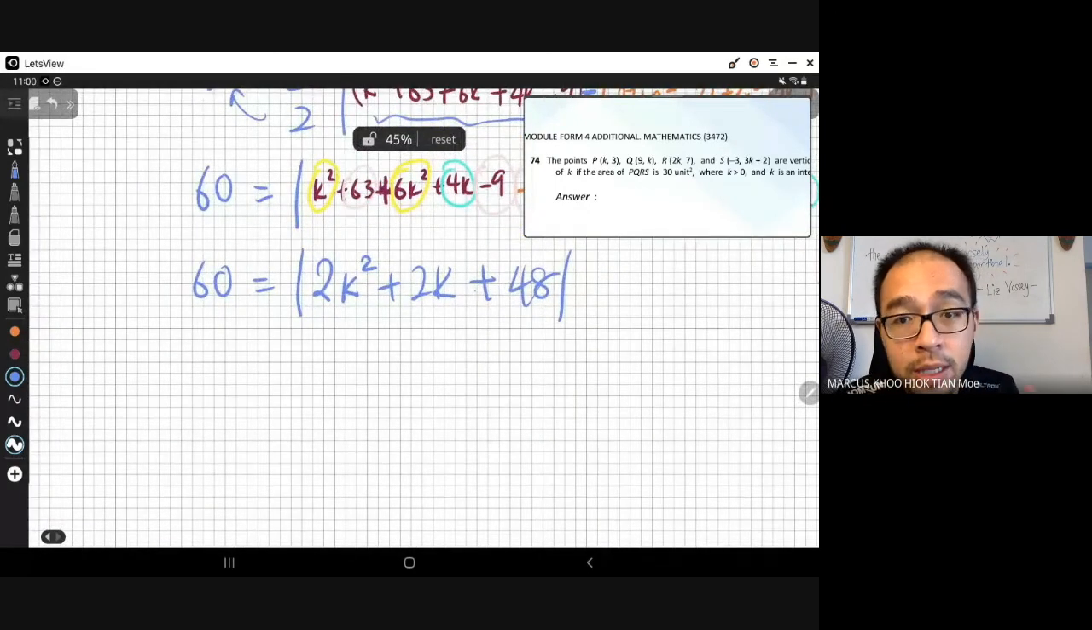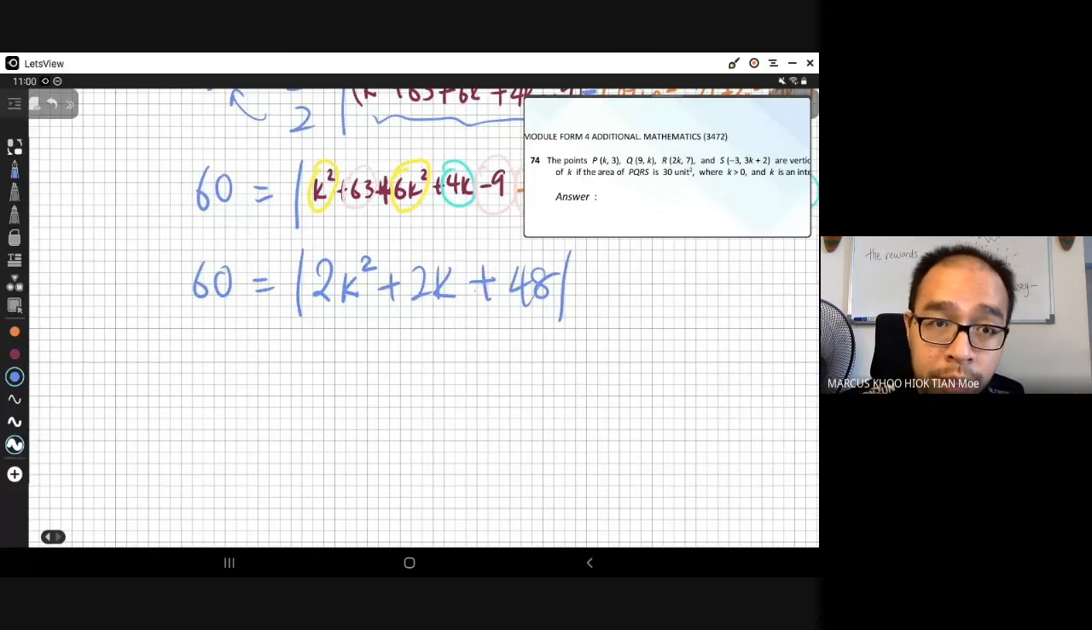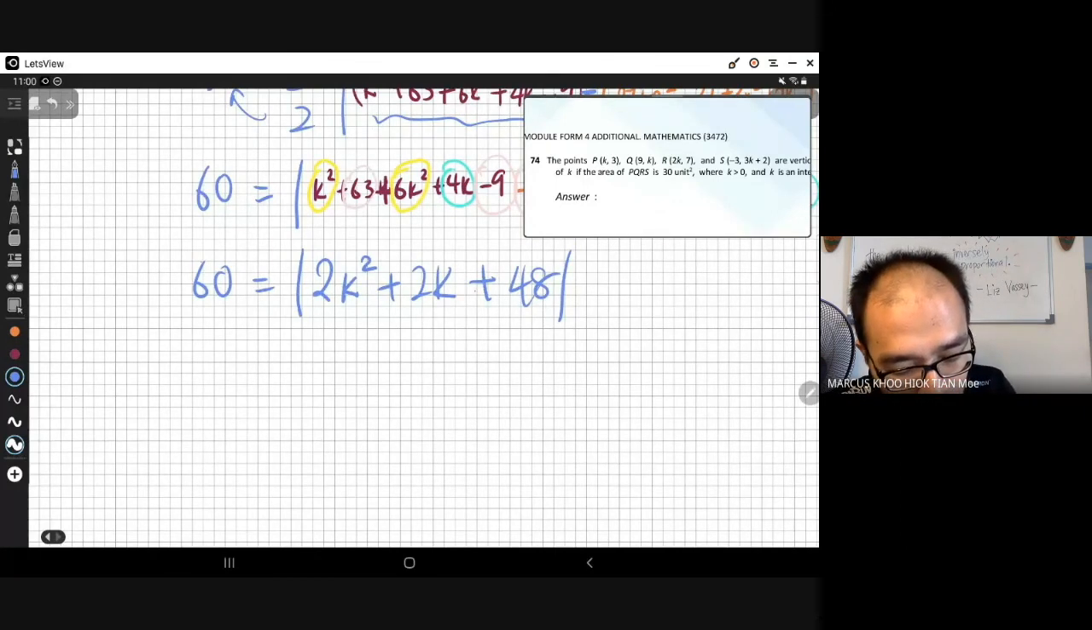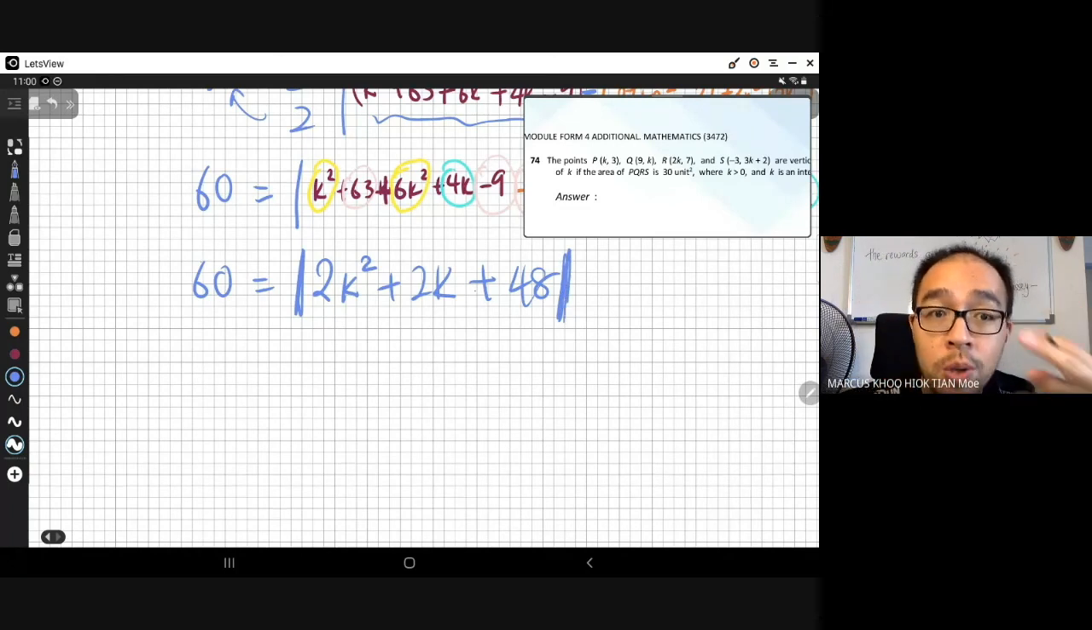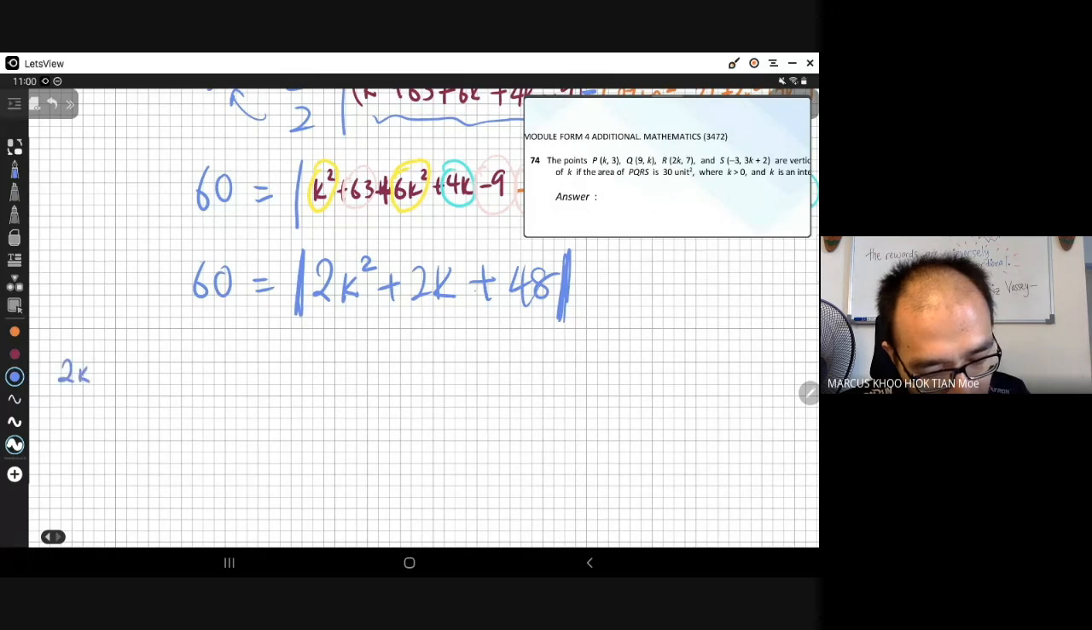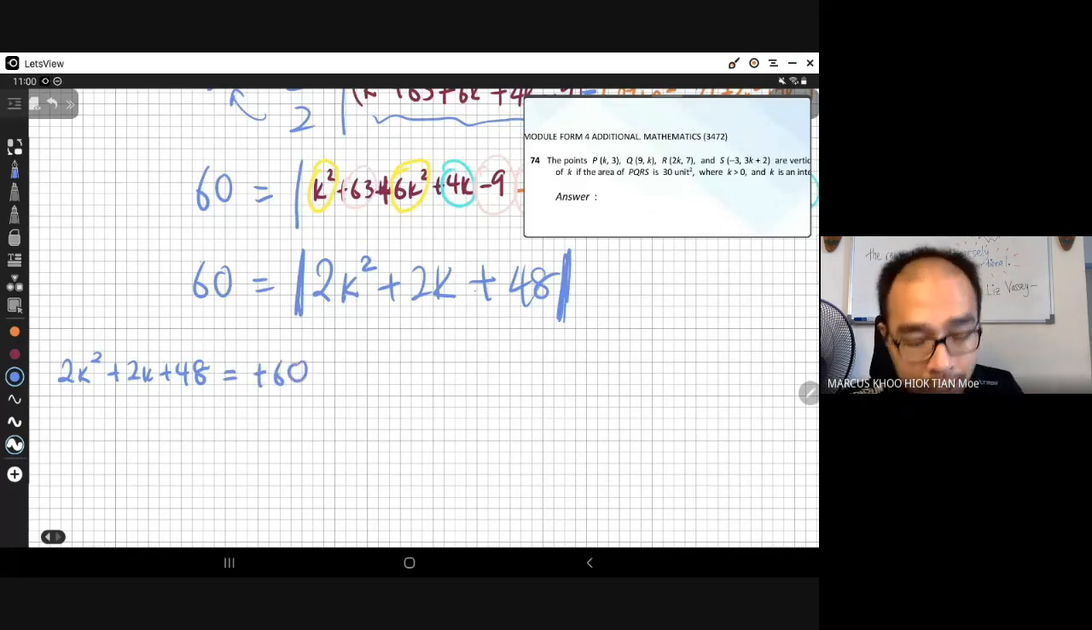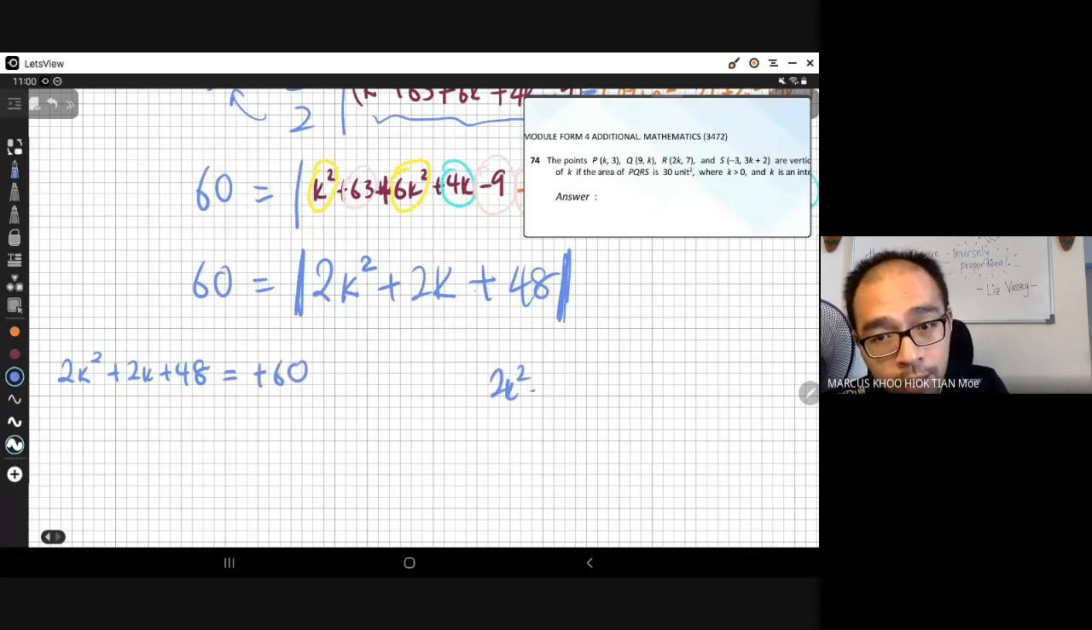Okay, we have all this, and then we want to move across, but the problem is the modulus is getting stuck. Remember what I said just now? When you open the modulus, you will get two answers. So, first answer is 2k squared plus 2k plus 48 equals positive 60. Second one will be 2k squared plus 2k plus 48 equals negative 60.